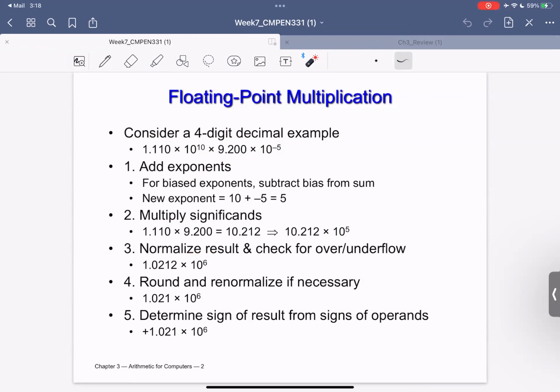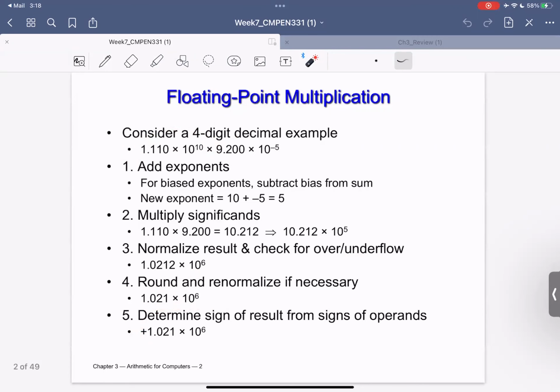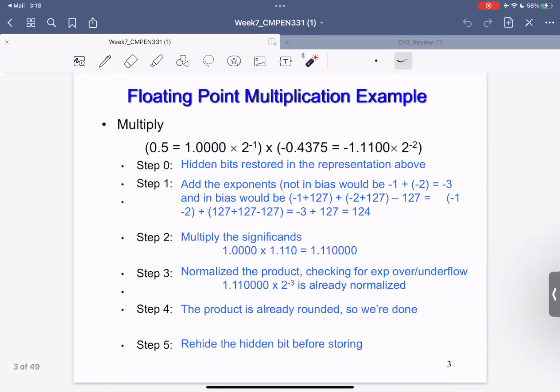Then I will normalize the results, meaning I will put it in scientific notation, 1 point something multiplied by 2 to the power of something, or here, since it is decimal, multiplied by 10 to the power of something. Check if there is overflow or underflow in this case. If any, I just need to round and normalize if necessary. And then we'll determine at the very end the sign. Since this is positive and this is positive, positive multiplied by positive is positive. So at the end, that number will be positive, and I'll just take the number that I had here with me.